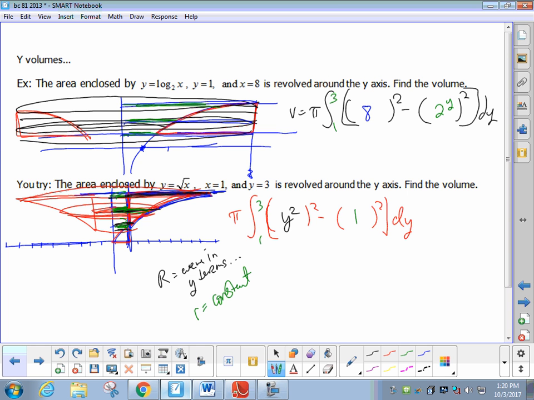So is whether it's dy or dx just dependent on which axis it's revolving around? Yes, it is. When it's around y, we'll use y for now, and when it's around x, we'll use x for now. It's the thickness of the slice.